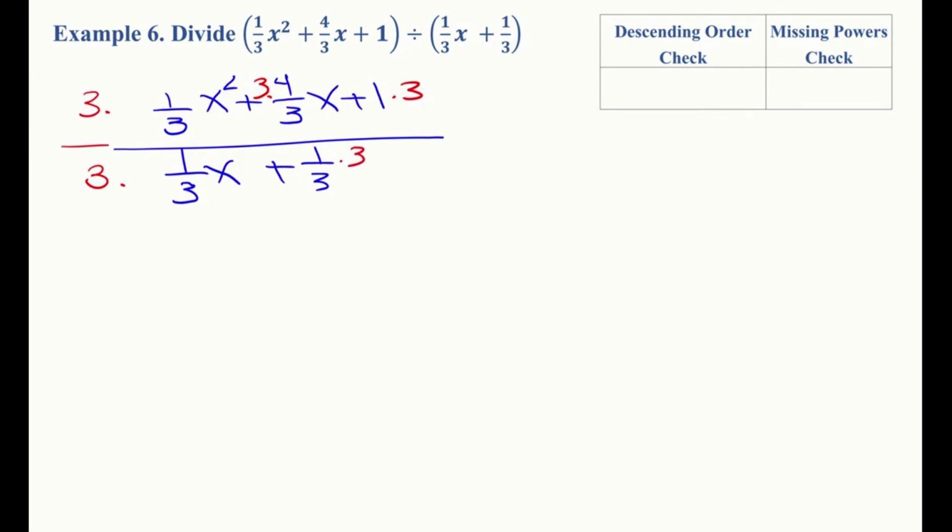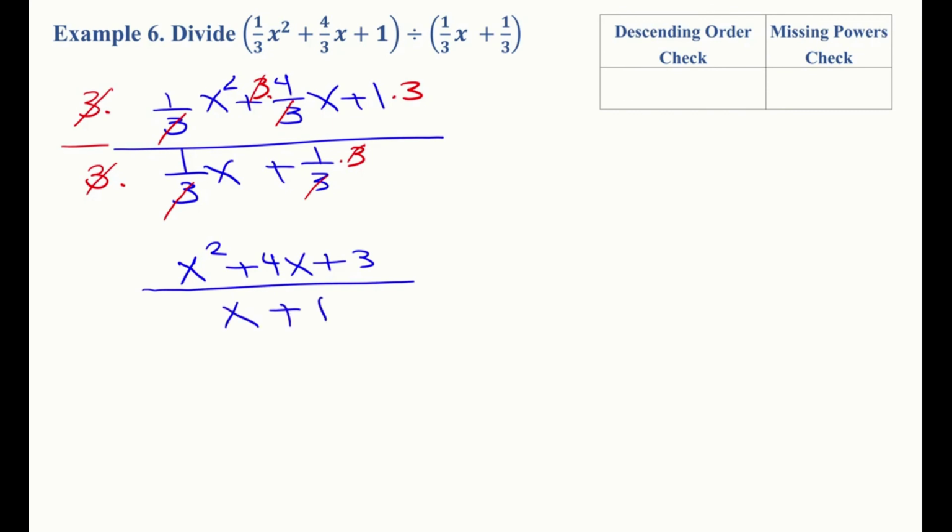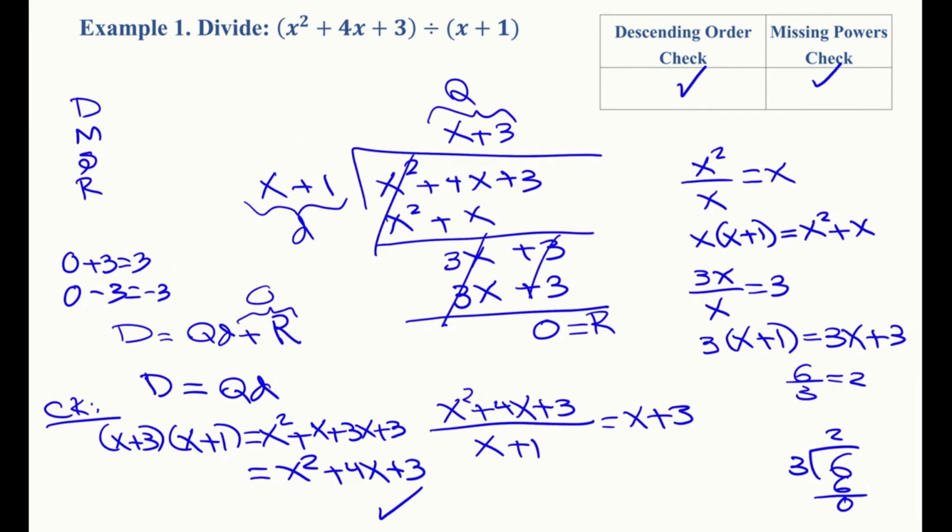Now watch. What's left? This 3 will cancel that. This will cancel that. Here nothing cancels. Here those cancel, and here these cancel. So now let's see what's left. What's left is x squared plus 4x plus 3 divided by x plus 1. Does that look familiar? Let's pause and back up for a second. Do you remember it now? It's the very first example that we did.